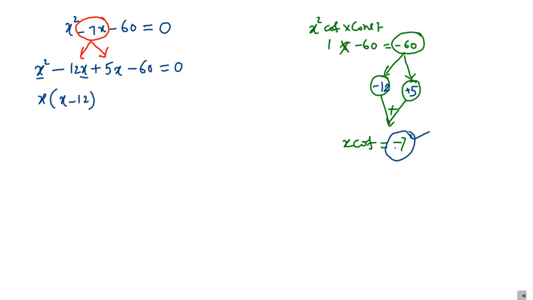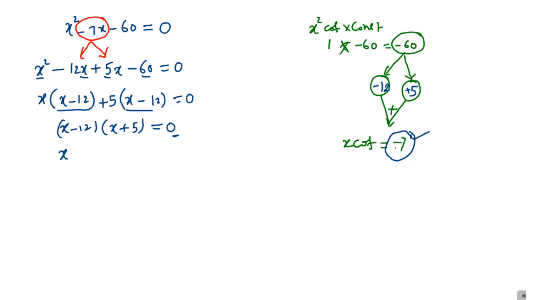Now coming to the next two terms, it is clear positive 5 is common in both the terms. So if we take out positive 5 as common out, we get x minus 12 inside the bracket. Now again we can take out x minus 12 as common out. So by taking x minus 12 as common out, we get x plus 5 inside the bracket, which equals 0. Here the product of these two equals 0. So that means any one of this product must be equal to 0. That means we can take x minus 12 equals 0 or x plus 5 equals 0.